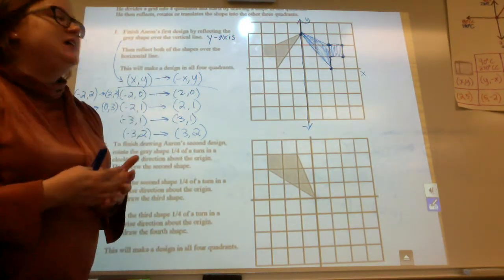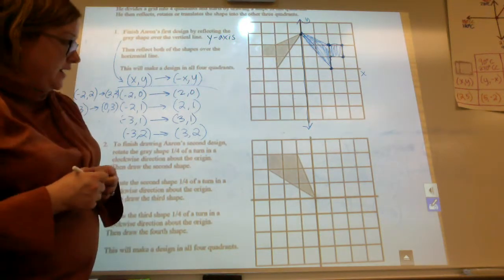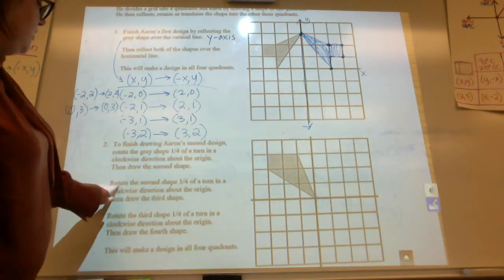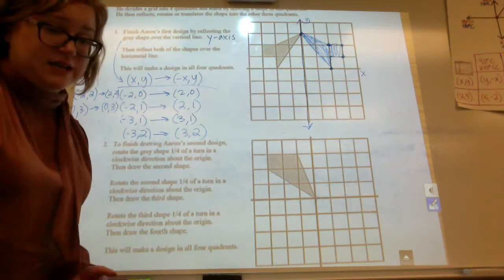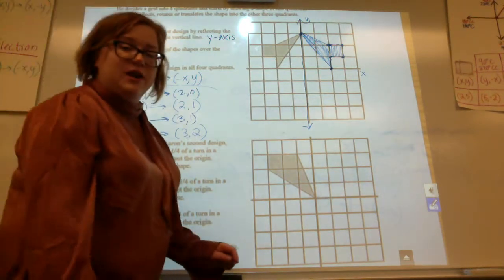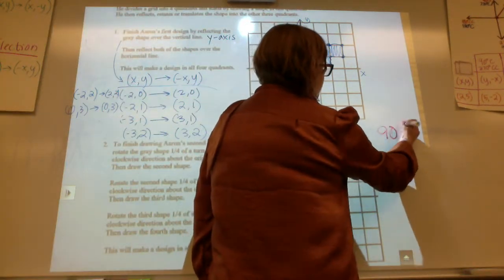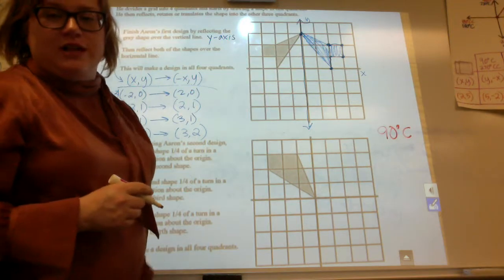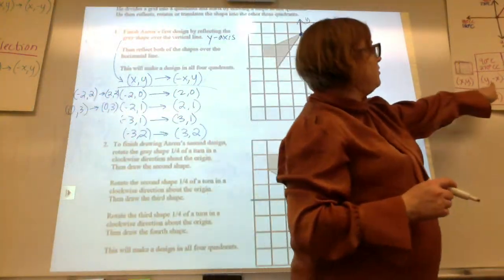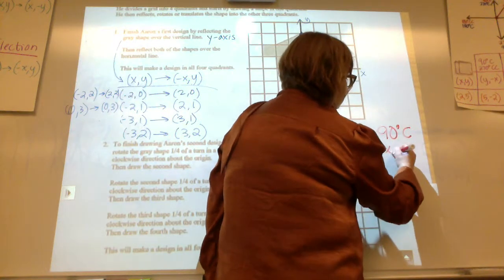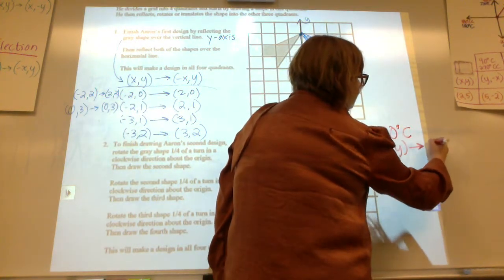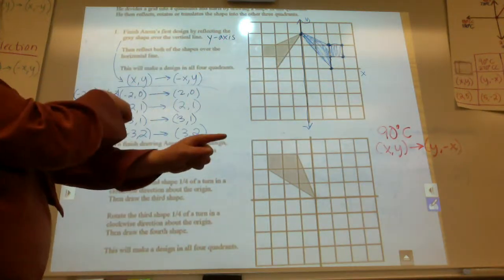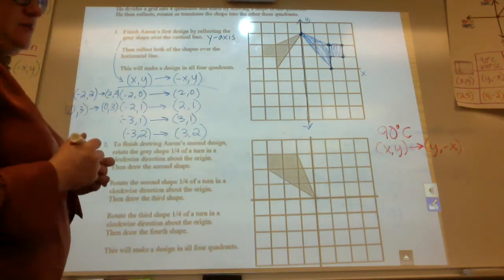However, with a rotation, that's not going to be the case. It's going to end up in a different place. So let me use a different color to show you on this one. If I'm going to rotate the second shape a quarter turn, that's 90 degrees, in the clockwise direction, I'm going to follow the rules for the 90 degrees clockwise rotation. As we learned today, you can see it up on the board over here, that means all of my x, y's become y, opposite of x. That's where I'm exchanging the x and y coordinate and taking the opposite of the x.